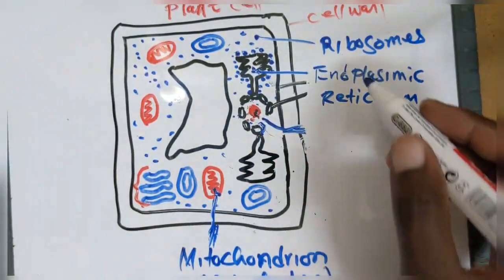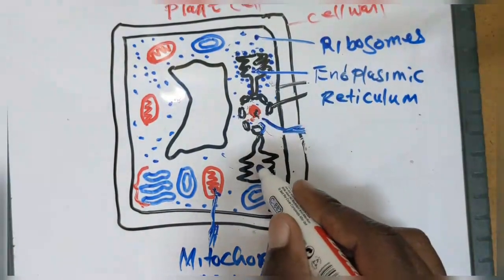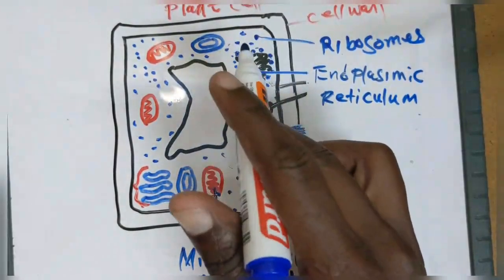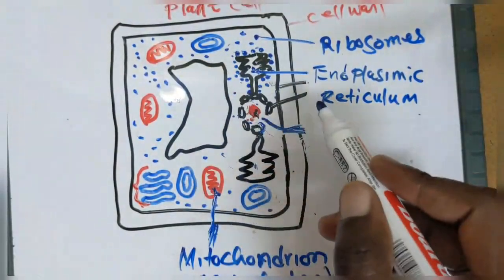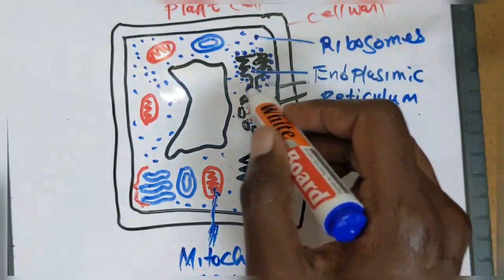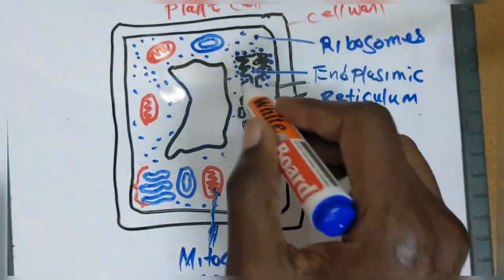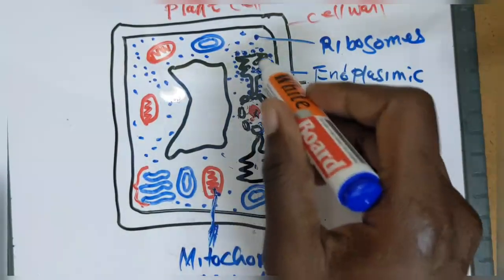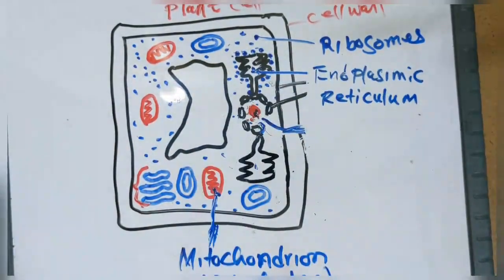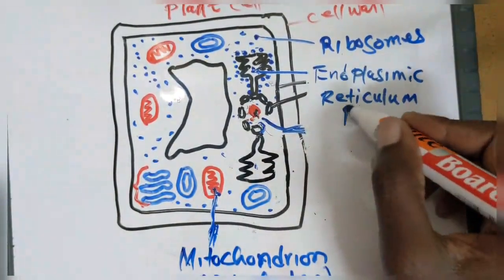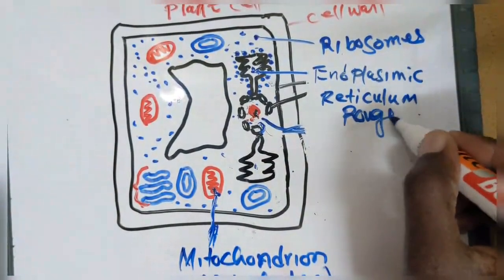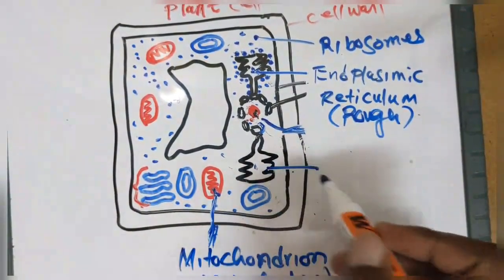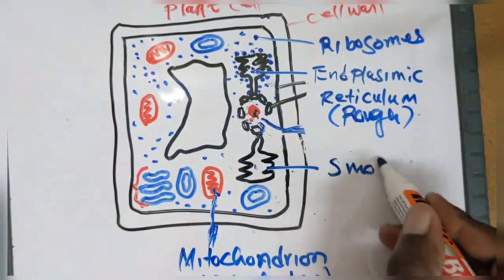Why is it called rough? Because there is also a smooth one. This one is the smooth endoplasmic reticulum, and this is the rough endoplasmic reticulum. The reason is that it has these ribosomes attached everywhere. That is why it is called a rough endoplasmic reticulum. But this one is the smooth.